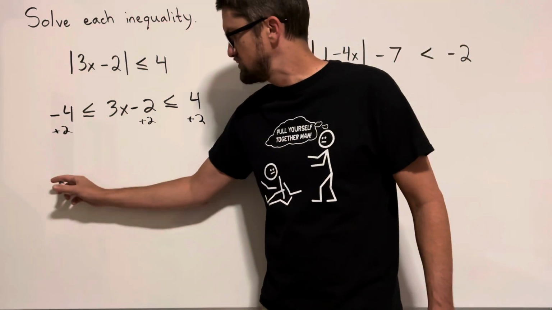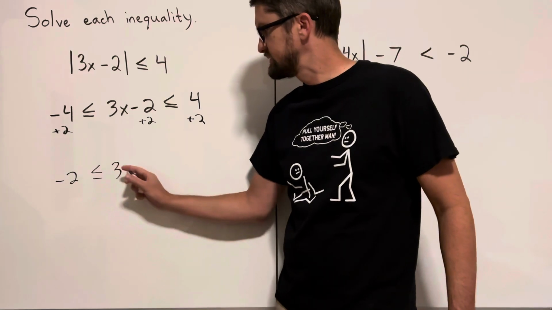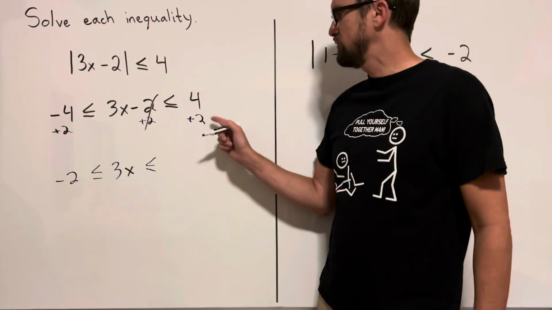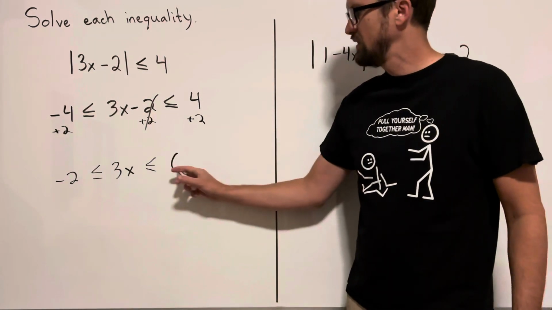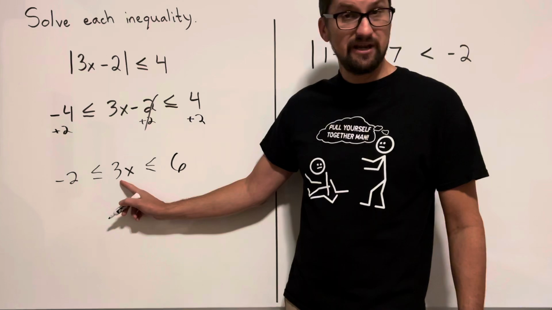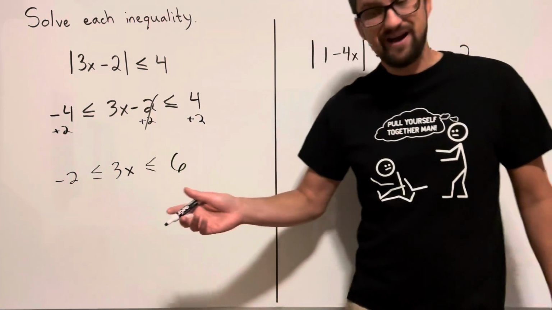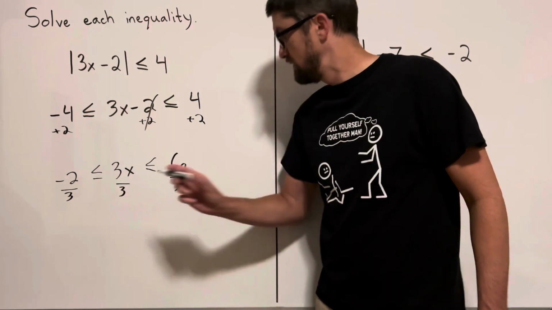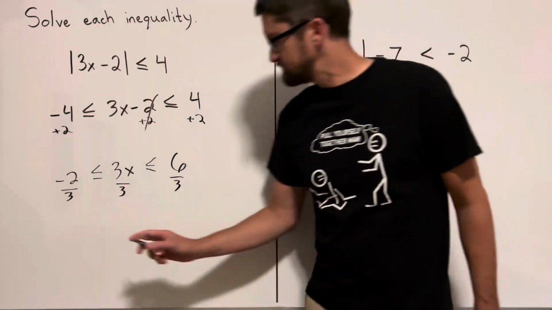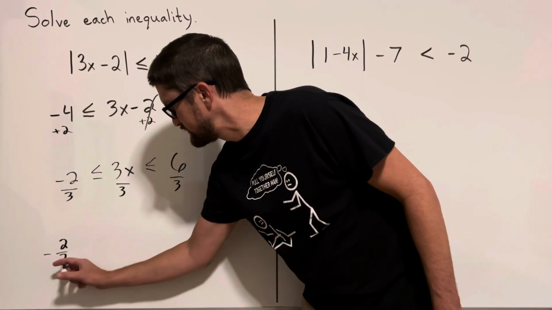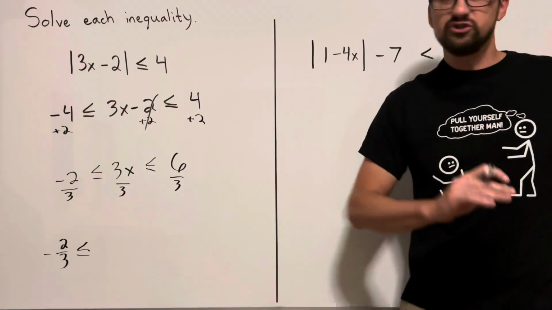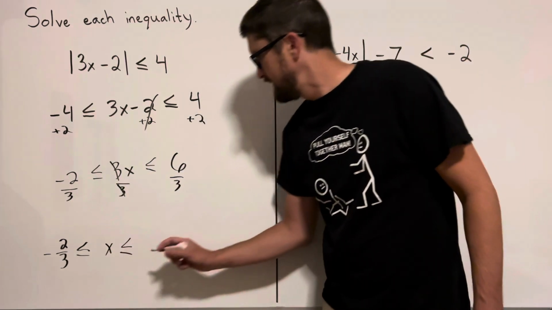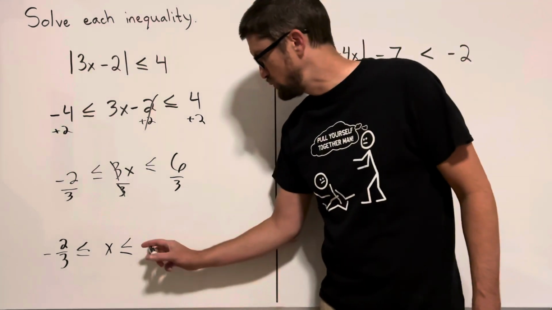This is going to be -2 less than or equal to 3x. The 2's in the middle are gone. And then on the right-hand side, 4 plus 2 is 6. Now we're going to isolate the x by getting rid of this multiplied by 3. We can do that by dividing by 3. So we're going to divide by 3 on all three parts. So then we have -2/3. -2/3 is already simplified. In the middle, the 3's are gone. You just have x. And then 6 divided by 3 is 2.